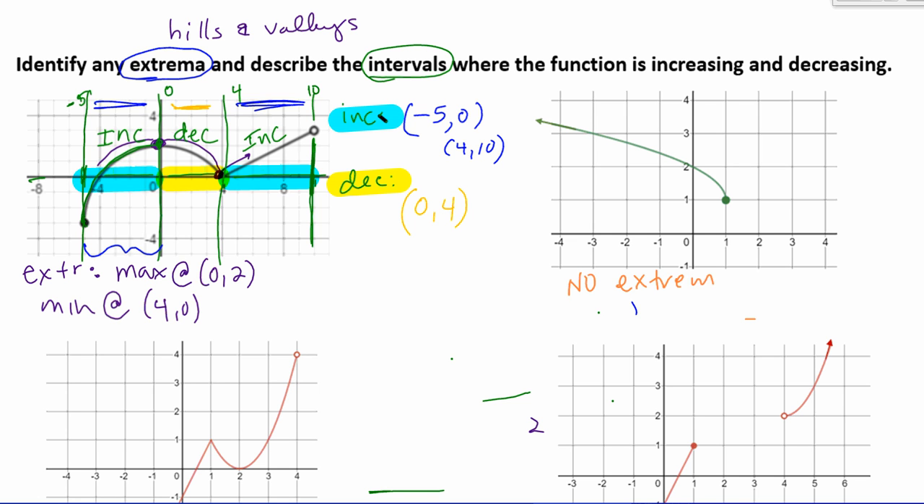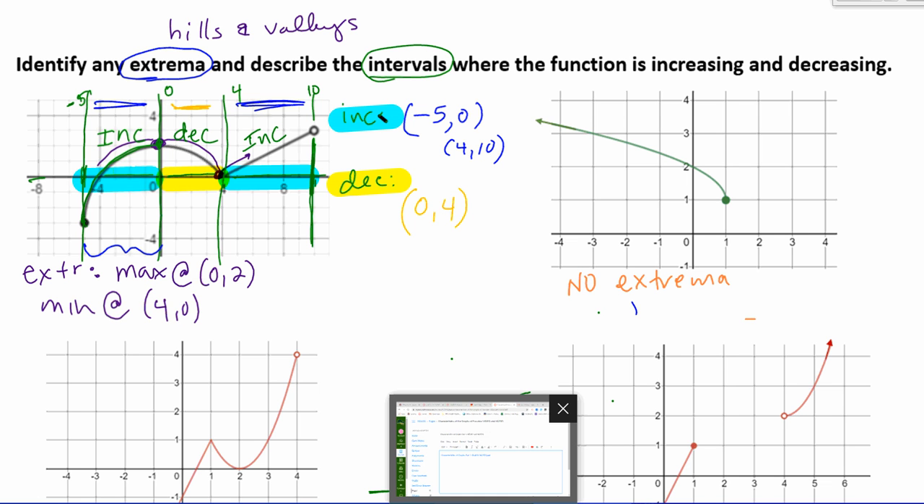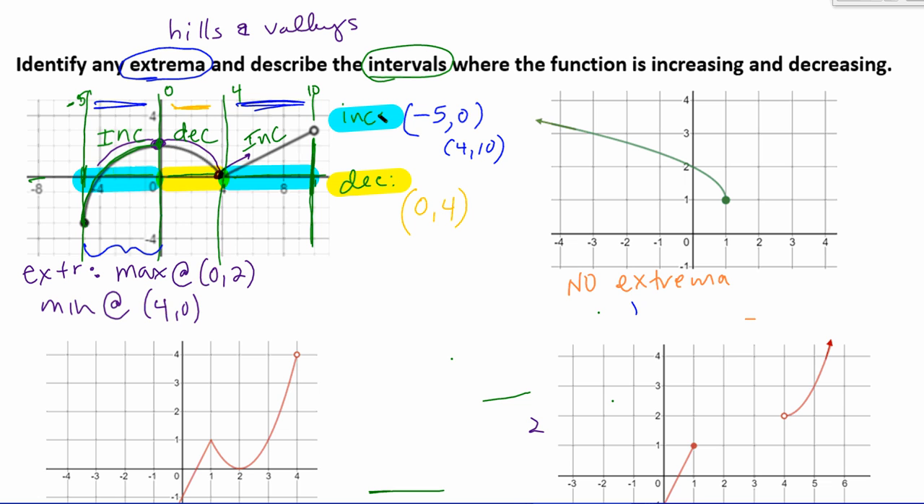But maybe if we do the increasing and decreasing, something will pop out, right? Because increasing and decreasing is closely related to those extrema. That's where it changes direction.